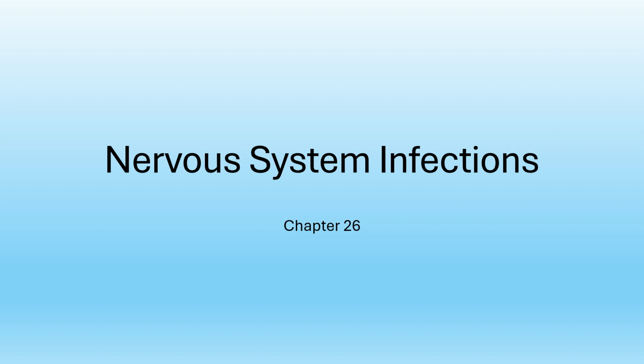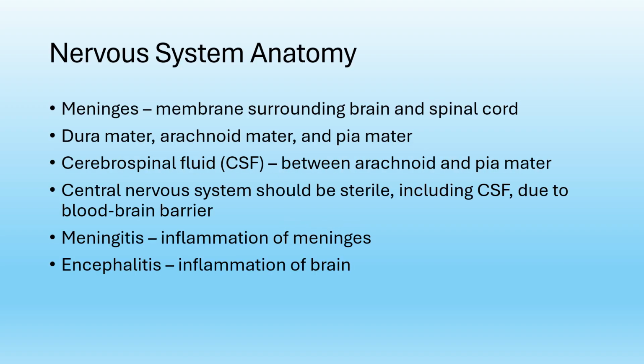Chapter 26 deals with the nervous system infections. So once again, a brief little thing on anatomy. The meninges are the membranes that are surrounding the brain and the spinal cord. It's composed of 3 layers. You've got the dura mater, which is the outermost one, the arachnoid mater, which is the middle one, and pia mater is right up against either the spinal cord or the brain.